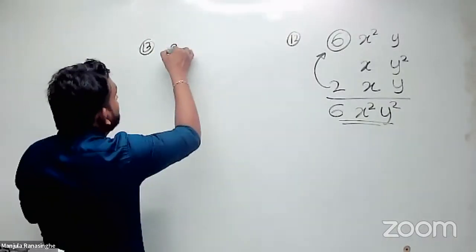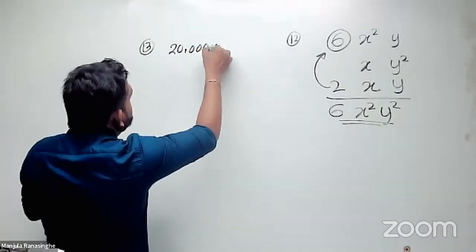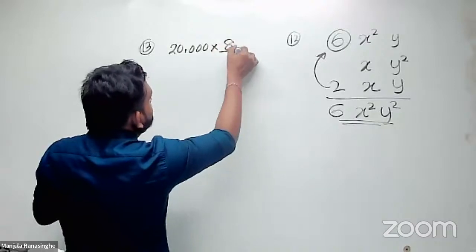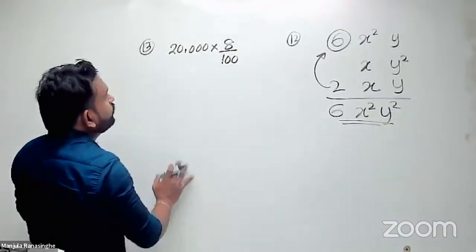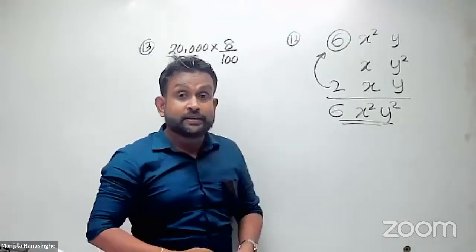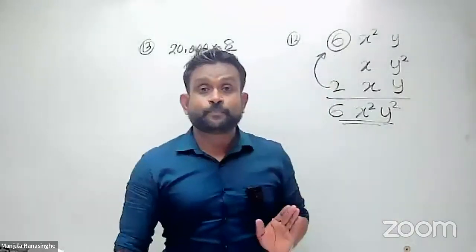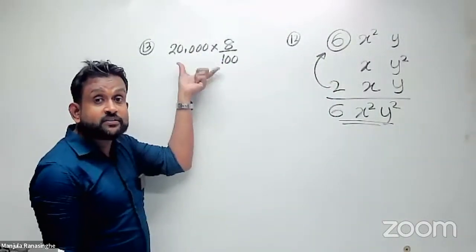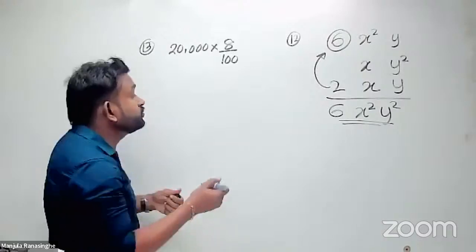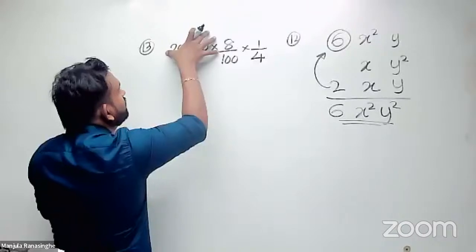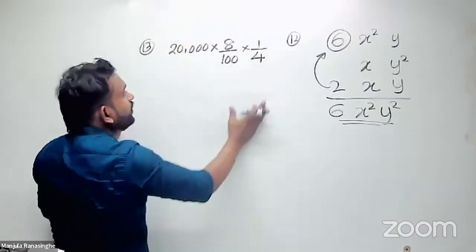Just take the annual assessed value, 20,000, and multiply by the annual rate, 8%. 8% as a fraction is 8 upon 100. Simplifying this gives you the annual rate. But quarterly means you have to divide by 4, so multiply by 1/4. When the annual amount is given, to convert to quarterly, multiply by 1/4.